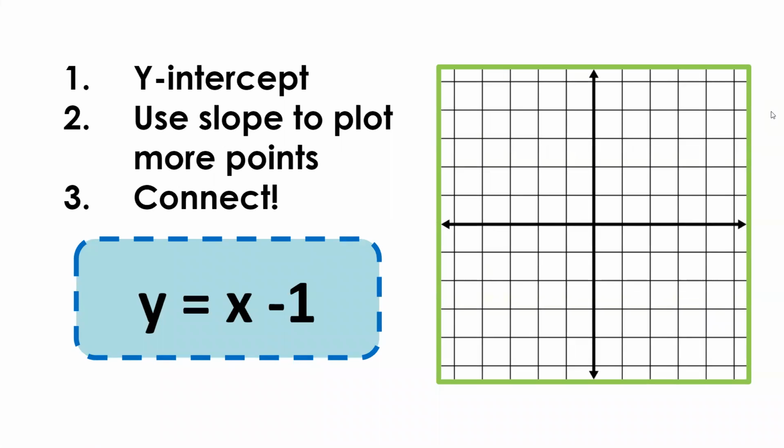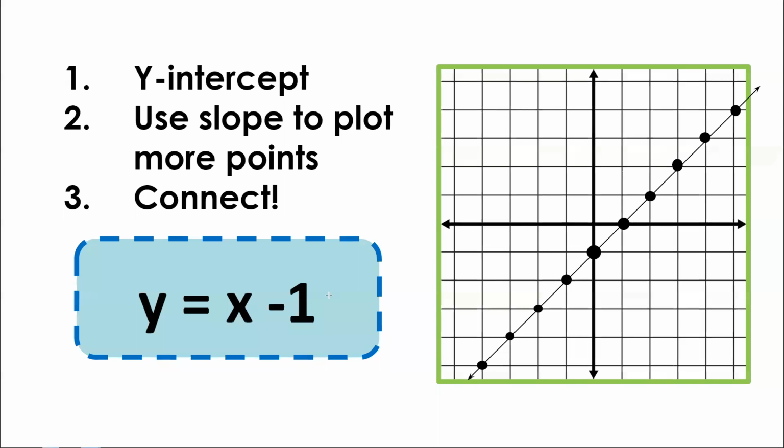So this is our next problem, y equals x minus 1. Pause the video, try it out, and then I'm just going to have the answer on the screen when you are done. And here's your answer. Hopefully you saw that this was a negative 1. So we went to negative 1 on our y. And then remember, we can always add a 1 in front of our x. So our slope is up 1, right 1.